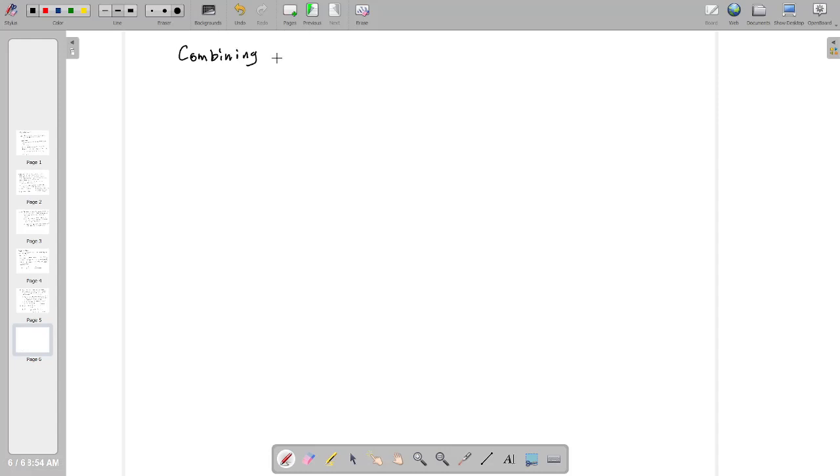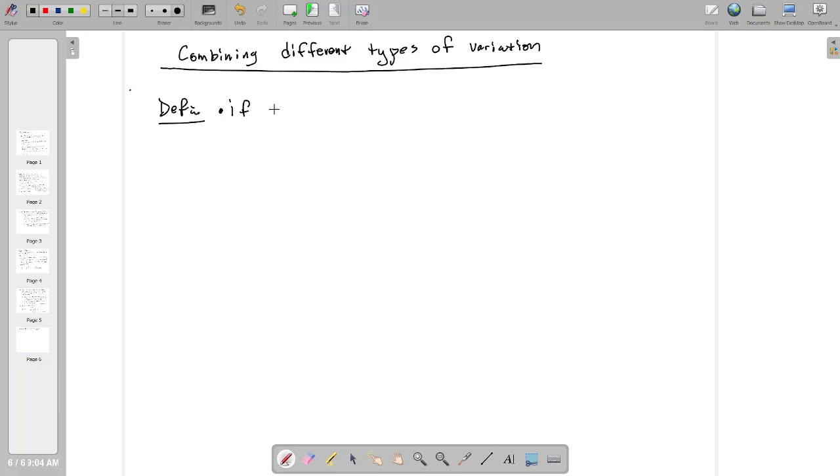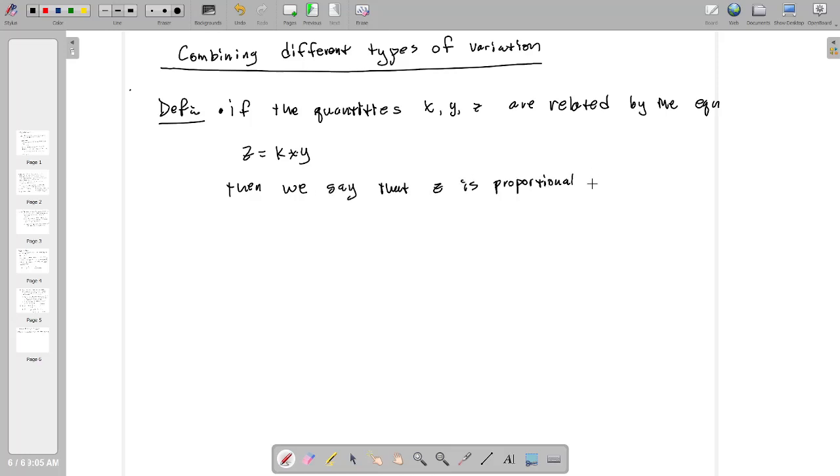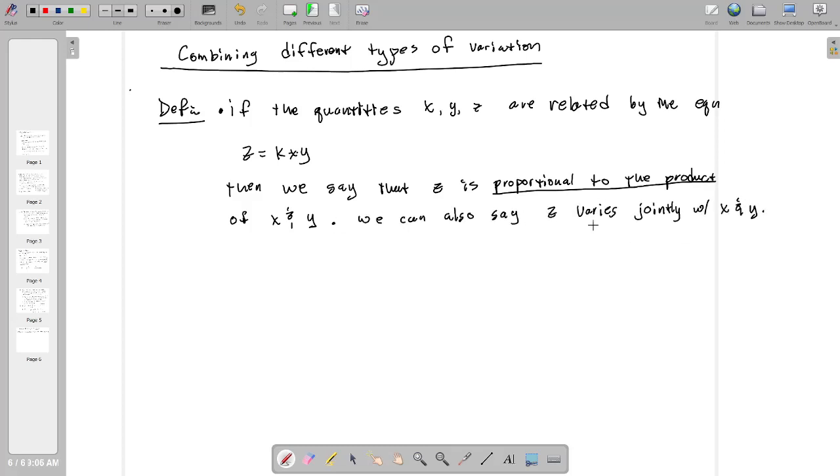All right, the next thing that I want to talk about is when we mix these variations. Now let's do a definition here. If the quantities x, y, and z are related by the equation z equals k times xy, where k is a non-zero constant, then we say that z is proportional to the product of x and y. We can also say that z varies jointly with x and y. Now this is very much the same definition as direct proportionality. If we just think of xy as a single term, then you have z is equal to k times that.